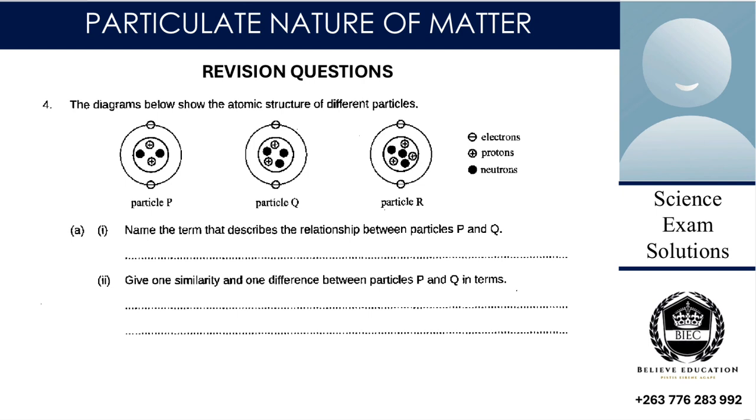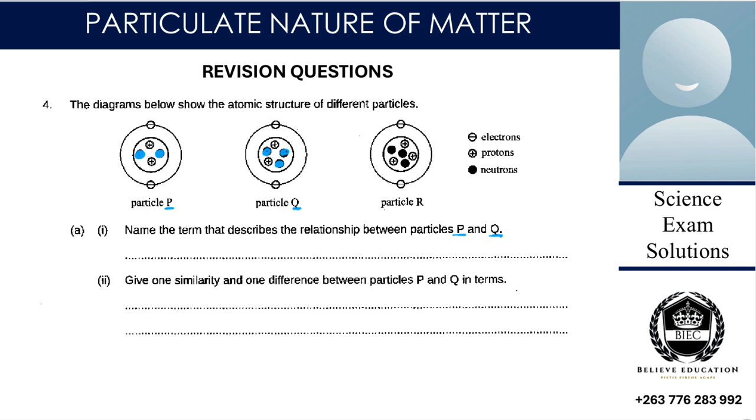To move on to the 4th question, the diagrams below show the atomic structure of different particles. You have particle P, Q, and R. Then it says name the term that describes the relationship between particle P and particle Q. So we look at our P and Q. If you can see here, they have 1, 2. Here we have 1, 2, 3 neutrons, so in other words they have different number of what?